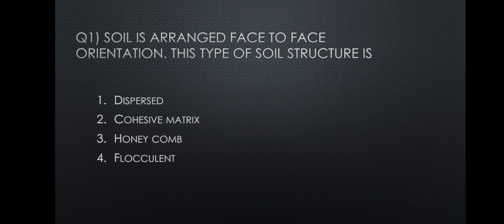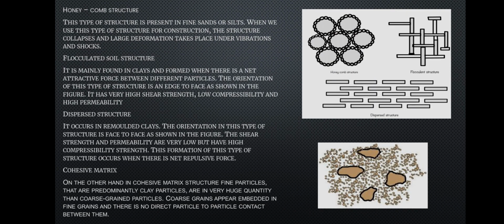Soil is arranged in face-to-face orientation. This type of soil structure is: the options are dispersed, cohesive matrix, honeycomb and flocculent. So let's discuss each type of soil structure.